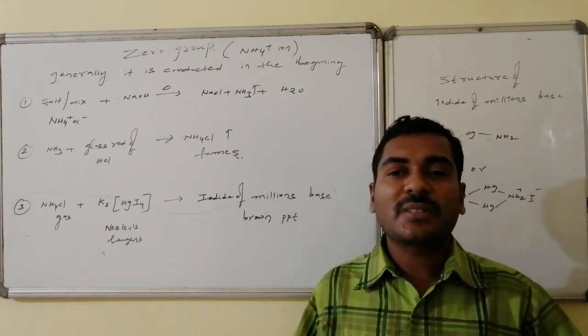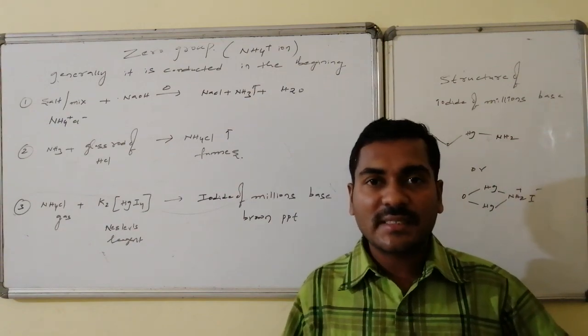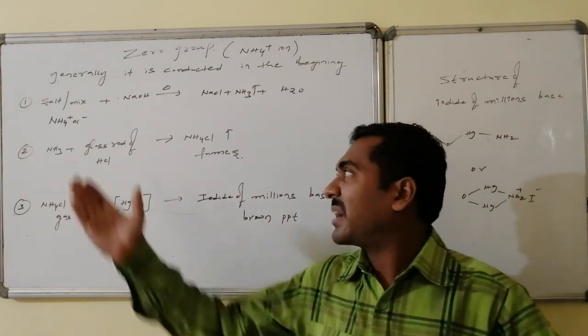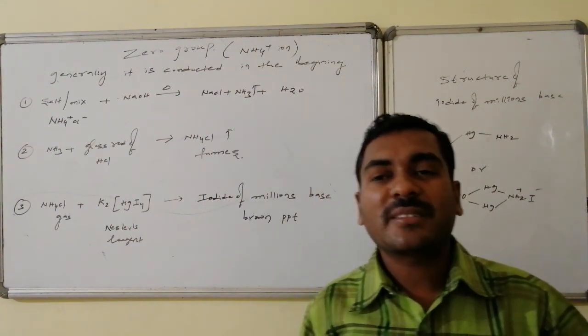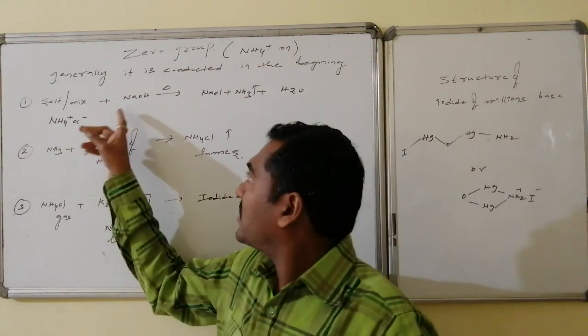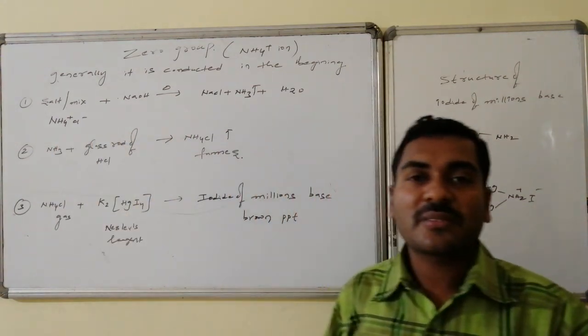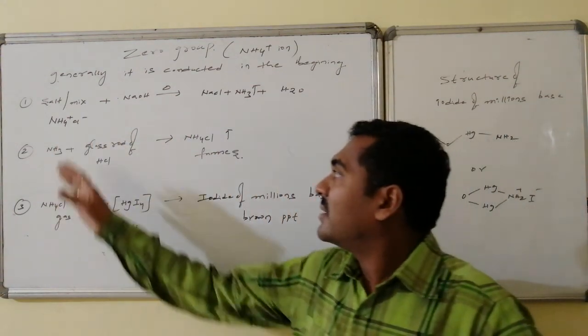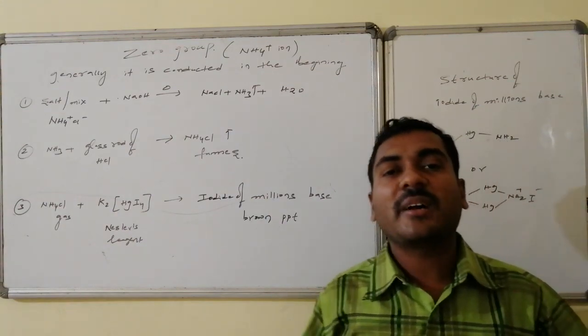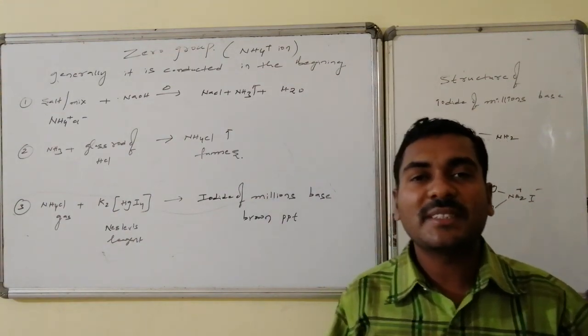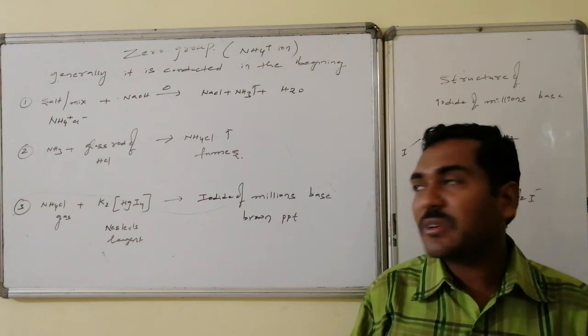The salt solution or mixture consisting of the ammonium cation with some anion is allowed to react with sodium hydroxide followed by heating. Sodium combines with the chloride, sodium chloride formation takes place, and the extra H plus combines with OH, water formation takes place. Thus ammonia comes out in the form of ammonia gas with a pungent smell. Confirmation of ammonia gas can be done.